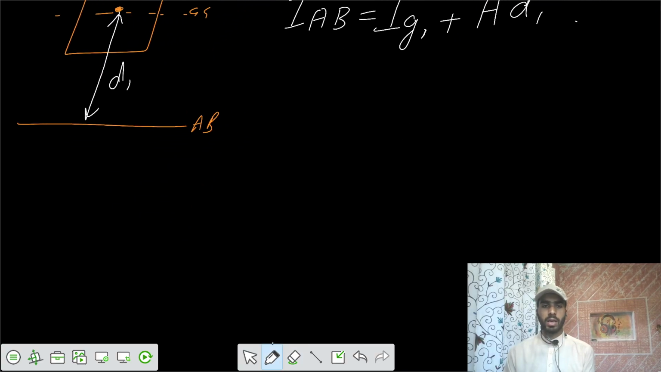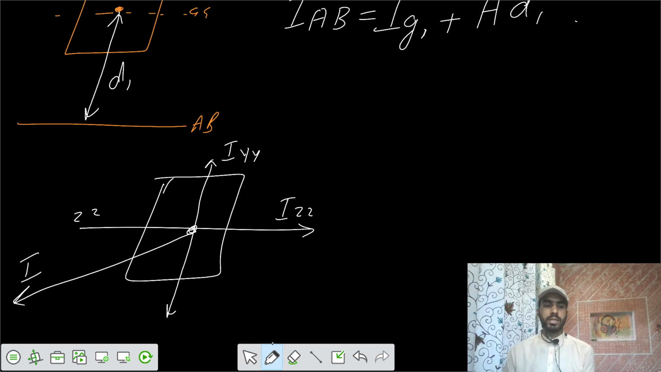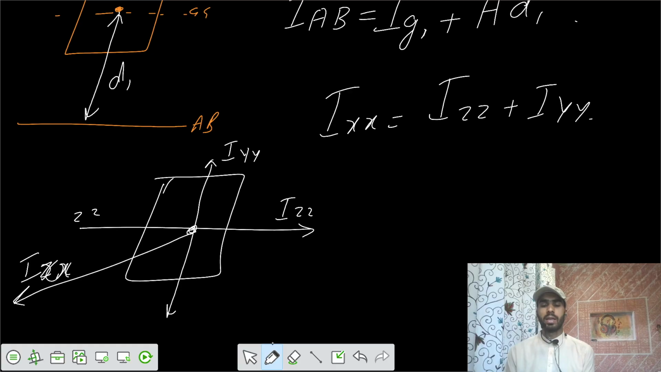Similarly, if you have this section, now we say that this one is along the ZZ direction. This is your ZZ direction. So this is your IZZ, and this one is along the YY direction. So we can call it as IYY. So if you want to say what's the value of second moment of area about the direction perpendicular to that, we can call it as IXX. So we can write that equals to IZZ plus IYY, by perpendicular axis theorem.